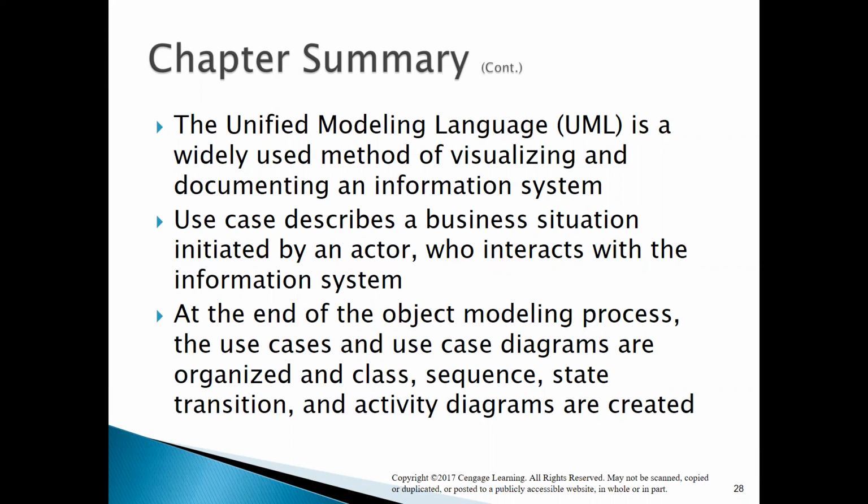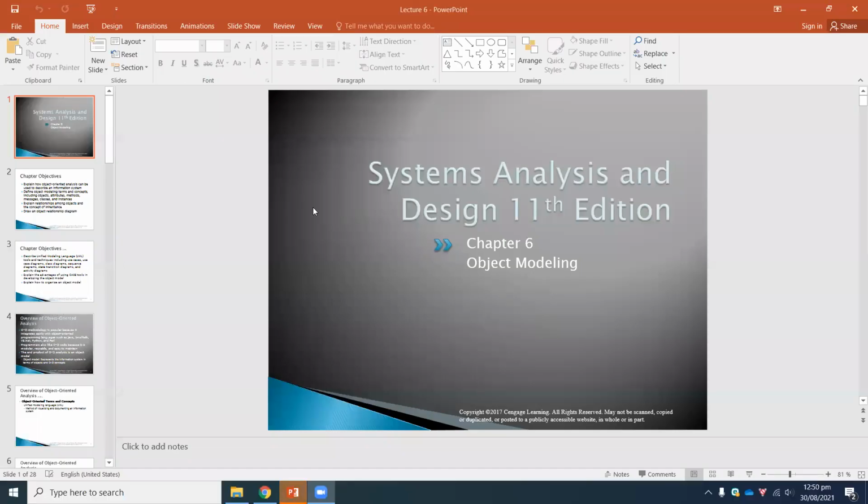A use case describes a business situation initiated by an actor. So the actor can be a person or a system, an internal or external actor who interacts with the information system. At the end of the object modeling process, the use cases and the use case diagrams are organized, and class, sequence, state transition, and activity diagrams are created. And that finishes up our slides.